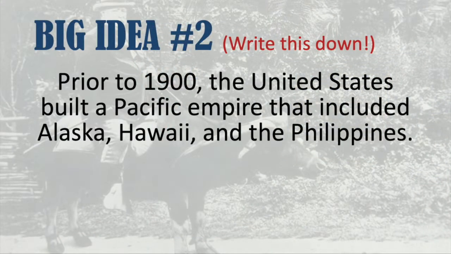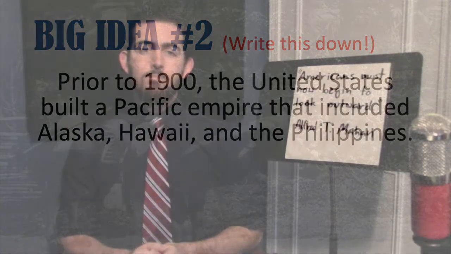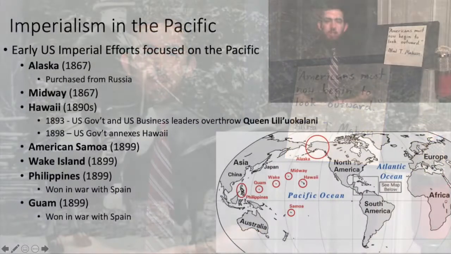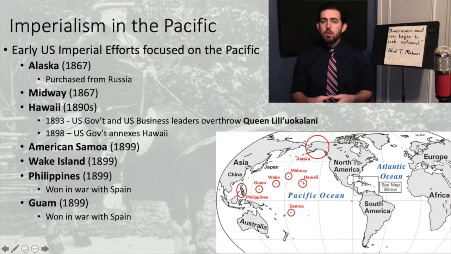Prior to 1900, the United States built a Pacific empire that included Alaska, Hawaii, and the Philippines. American interest in the Pacific had actually begun prior to the Civil War, but it wasn't until after the war concluded that the United States made waves in that part of the world. Secretary of State William Seward negotiated for the purchase of Alaska from the Russians in 1867, giving the United States a foothold in the North Pacific. Seward also achieved the annexation of the Midway Islands in the same year.